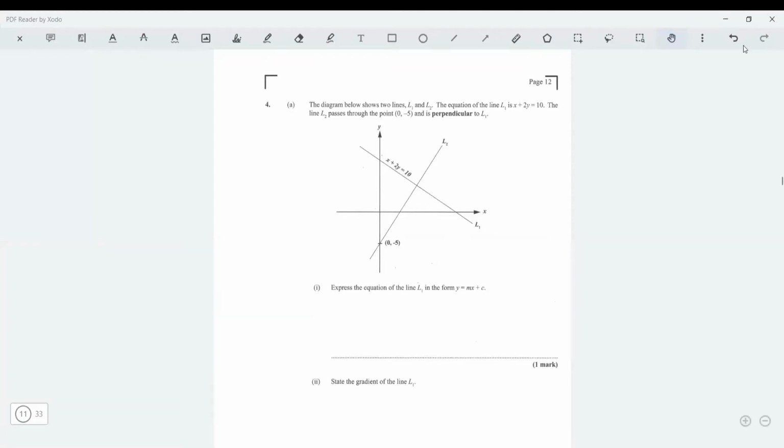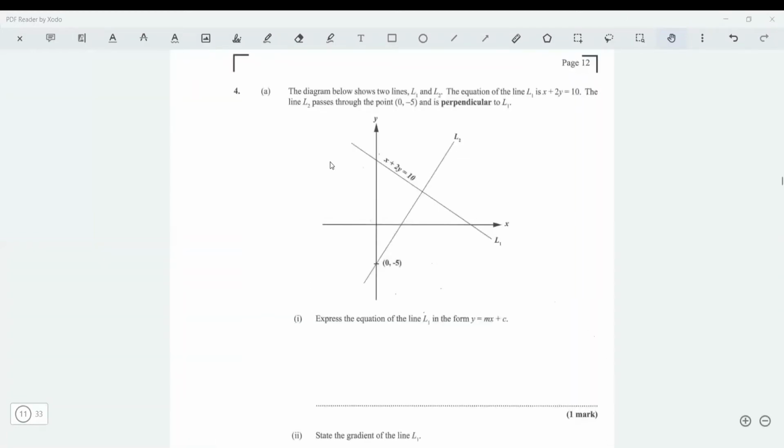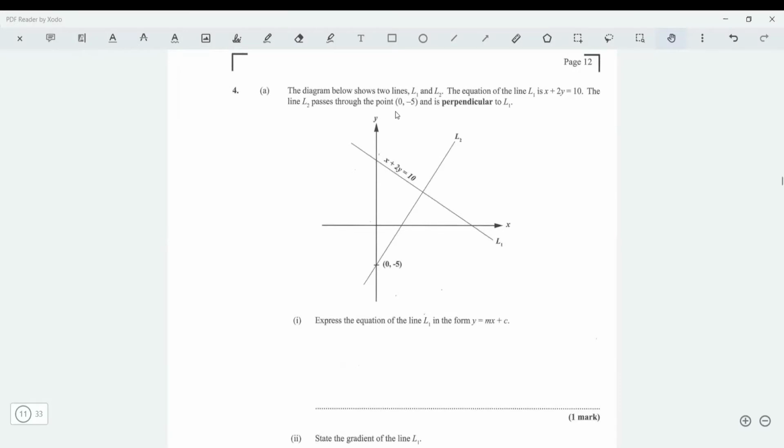All right, this is question number 4, and question number 4 says the diagram below shows two lines L1 and L2. The equation of L1 is x plus 2y equal 10, and L2 passes through the point (0, -5) and is perpendicular to L1. It says express L1 in the form y equal mx plus c. Pretty much we need to rewrite L1 in standard form.